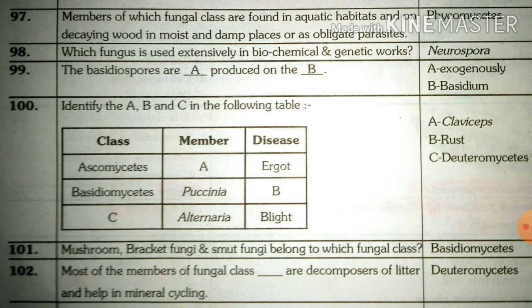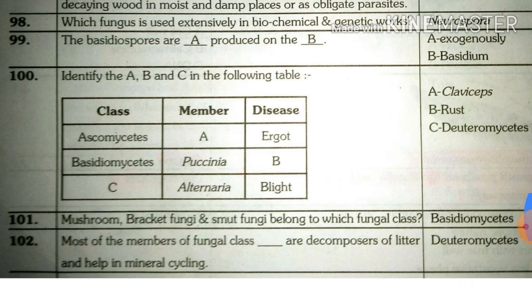Here you have to find A, B, and C. Here Ascomycetes, a member is Claviceps, and the disease is ergot. Basidiomycetes, member Puccinia, and the disease is rust. Third one is Deuteromycetes, member Alternaria, and the disease is blight.